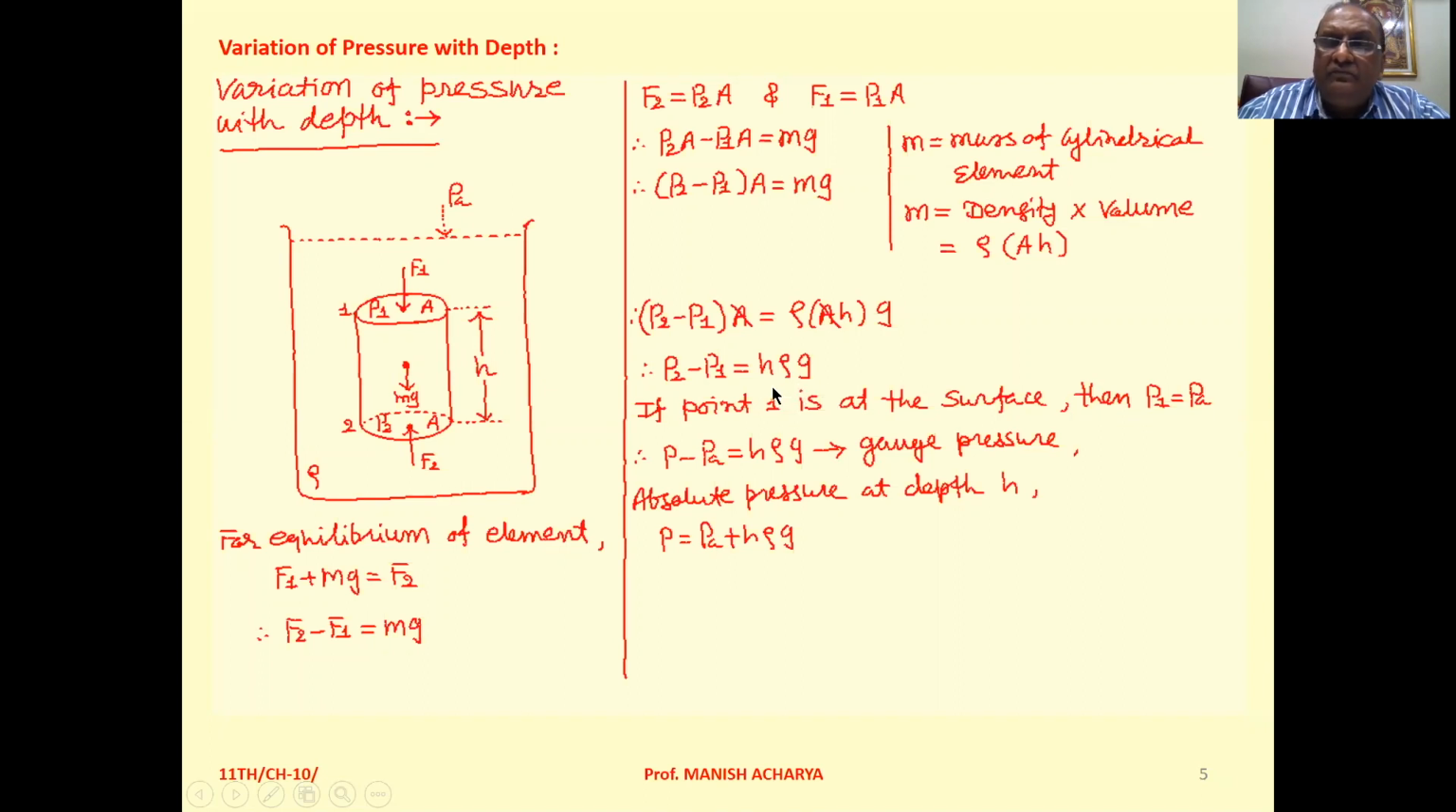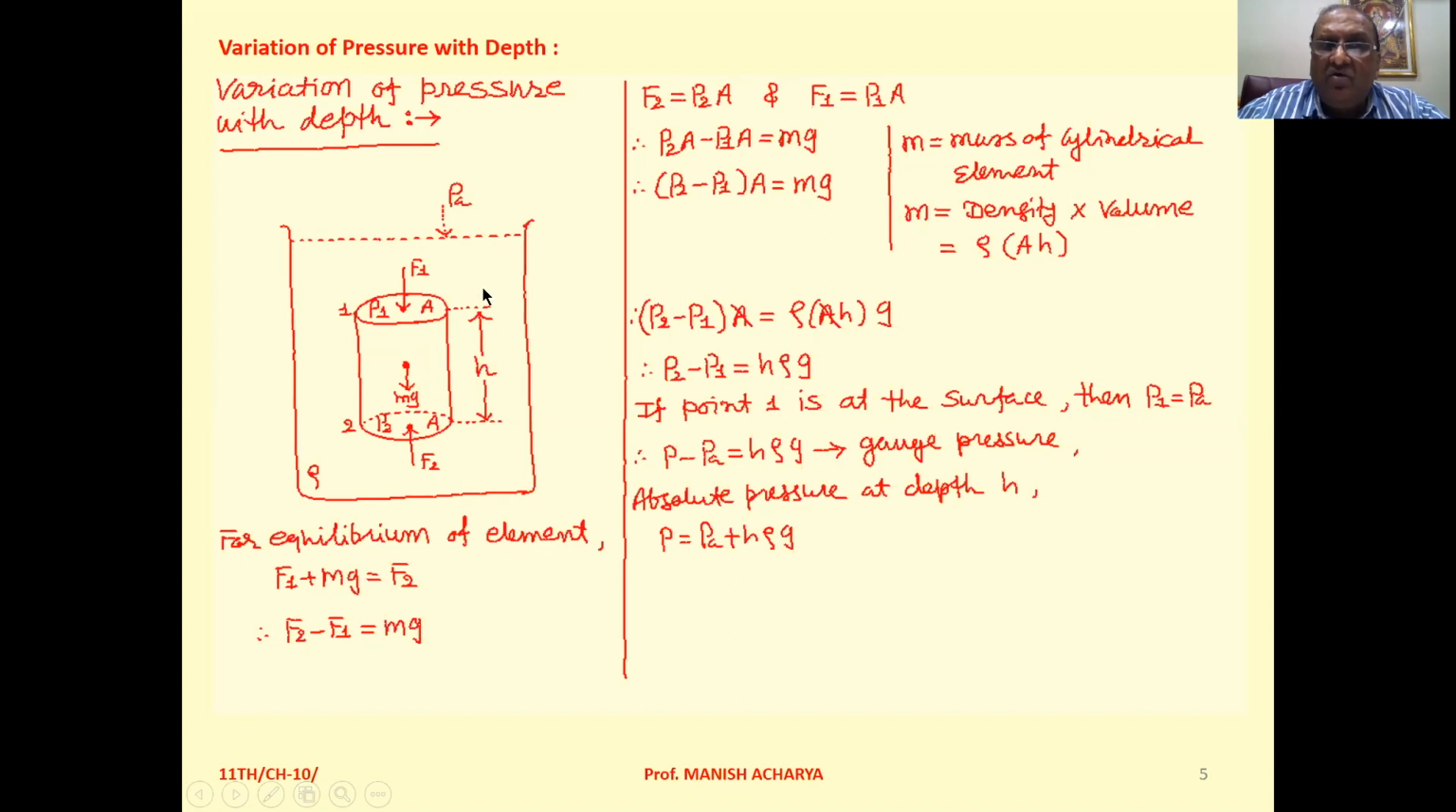Now suppose here we take this point 1 at the surface and point 2 arbitrarily at depth h. Then at point 2, suppose the pressure is P, so P2 is now P. Point 1 is at the surface, so the pressure at the surface is PA, and P minus PA is equal to h rho g. So here we can observe this thing.